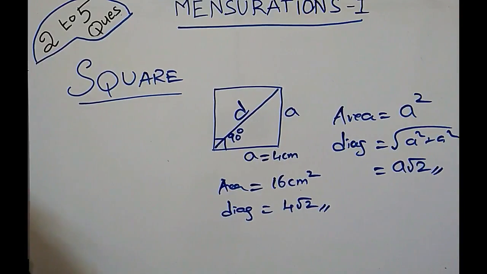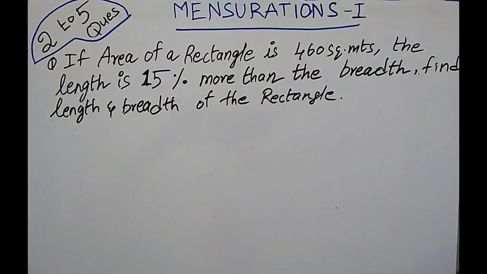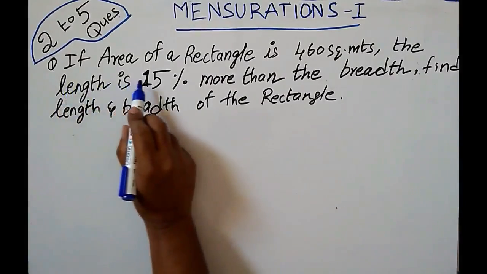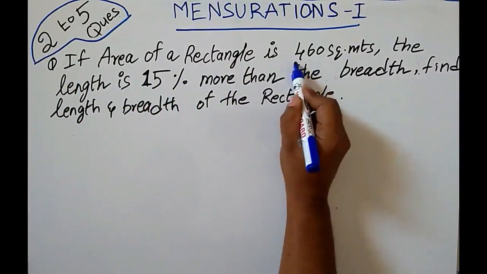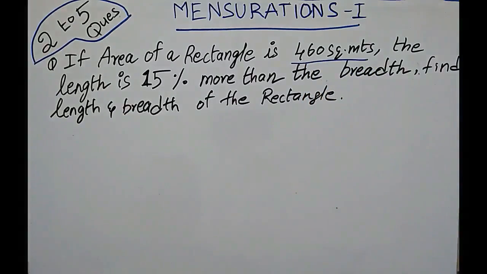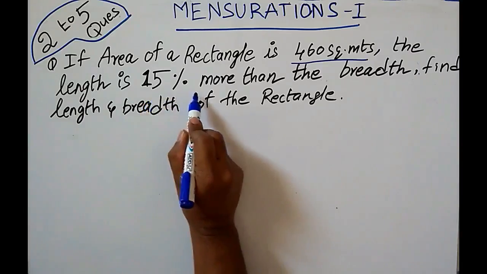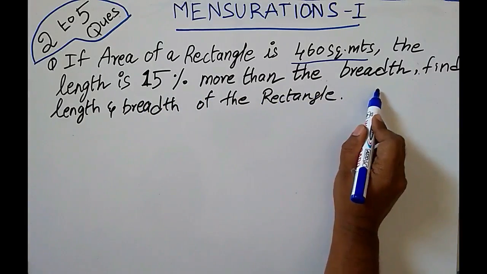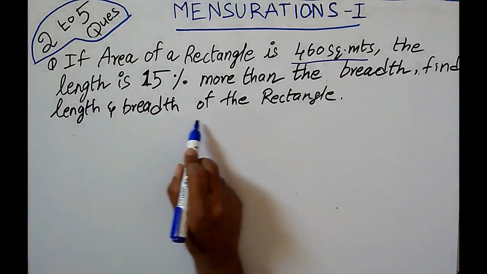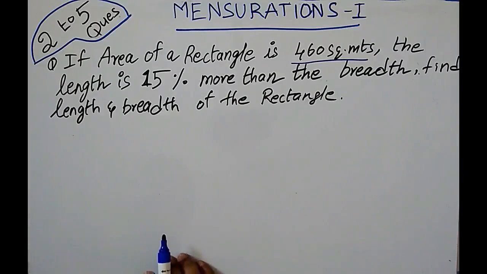Let us solve some questions on rectangles and squares so that you will get familiar. We'll see questions, friends. This is the first question. If the area of a rectangle is 460 square meters, and the length is 15% more than the breadth, find the length and breadth of the rectangle.